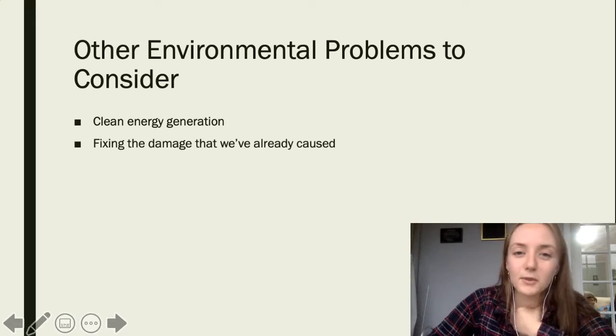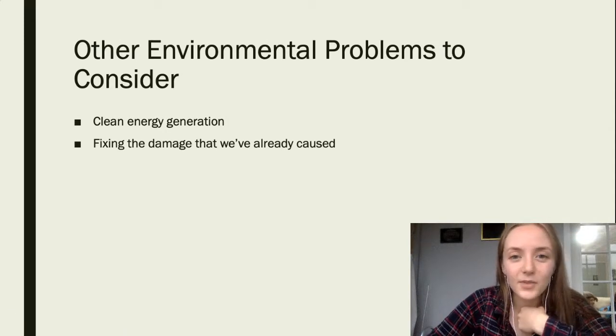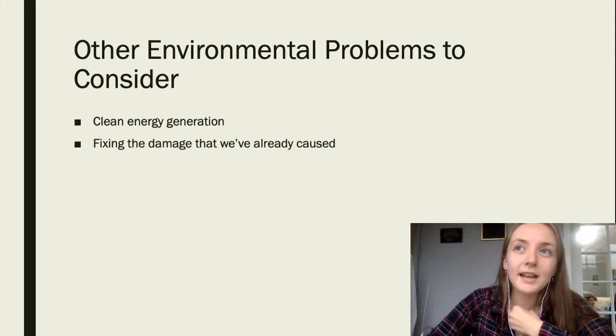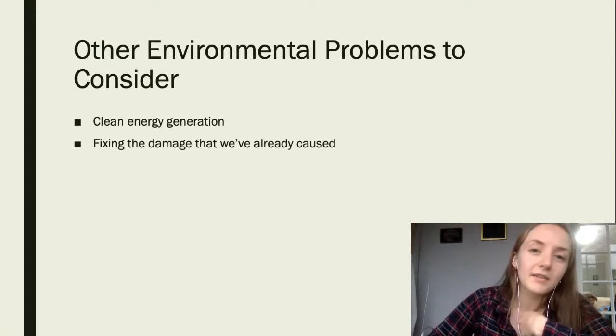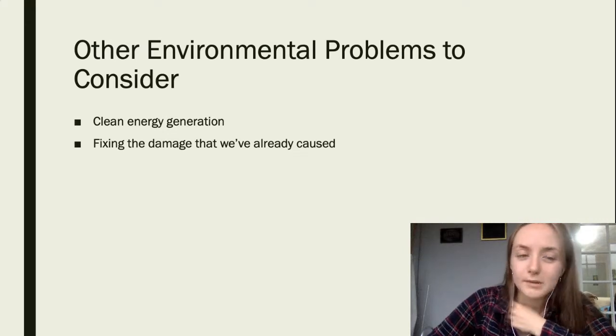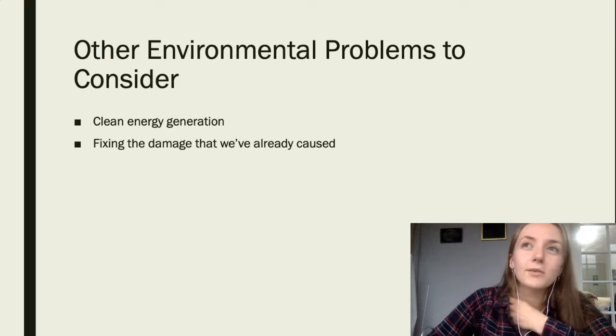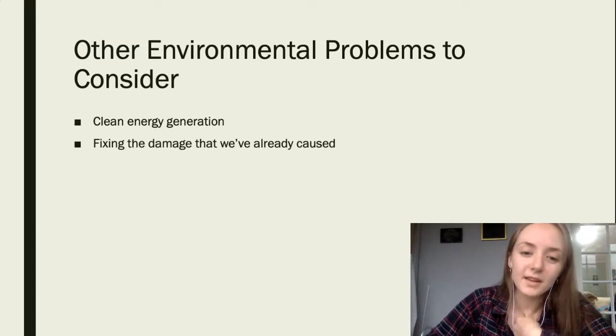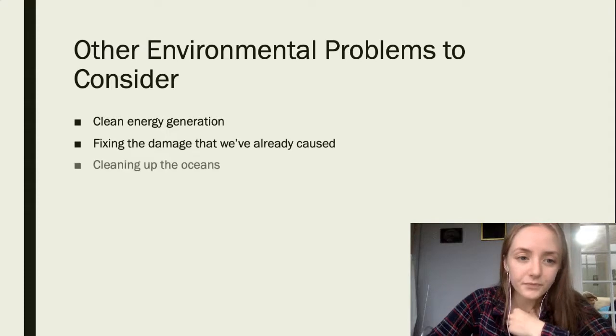Fixing the damage that we've already caused. So I'm sure you know that the release of greenhouse gases has caused depletion of the ozone layer and just general environmental damage or global warming. So can you think of just ideas to reverse the process that we've already caused? This kind of ties into what we've been doing: we're doing something one way, how can we reverse it to kind of oppose the effect that we've caused?